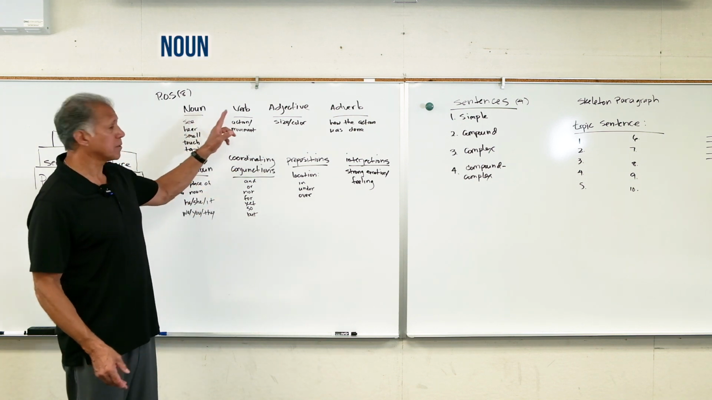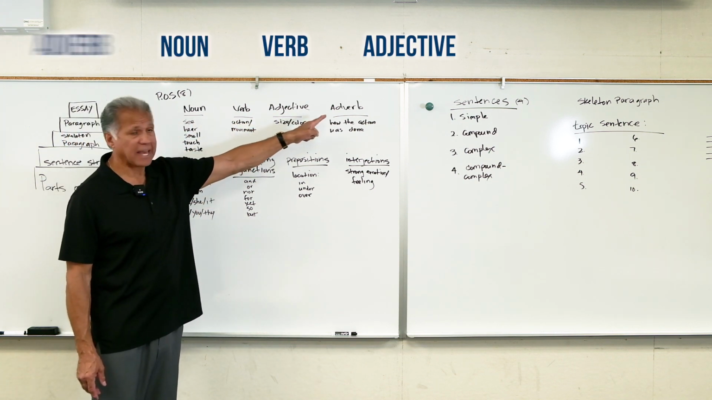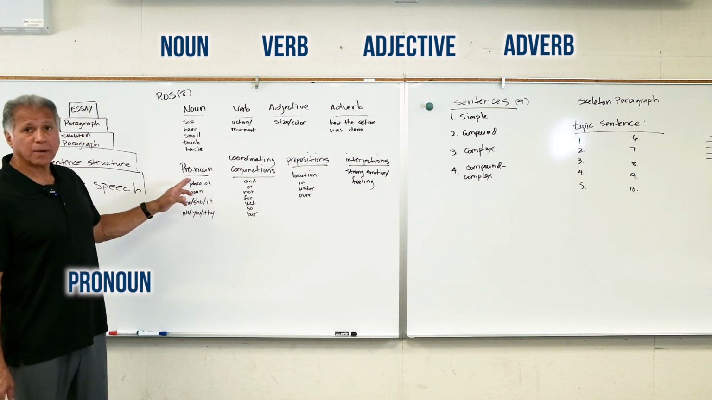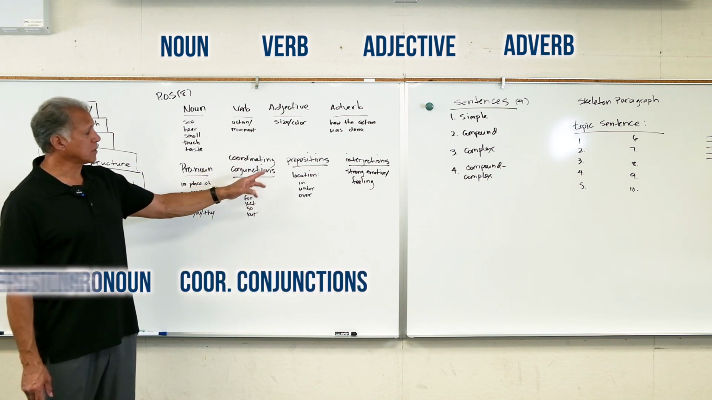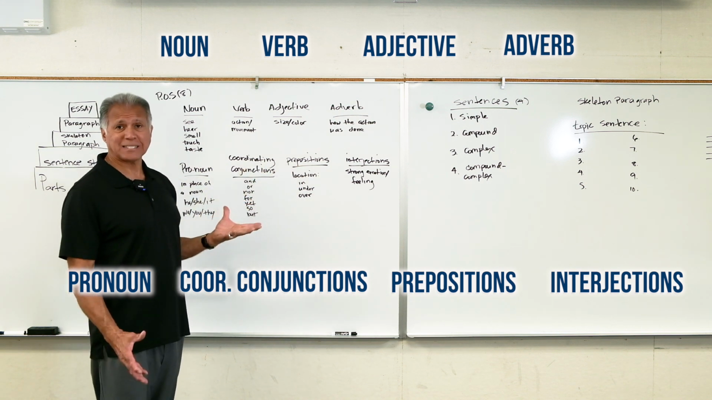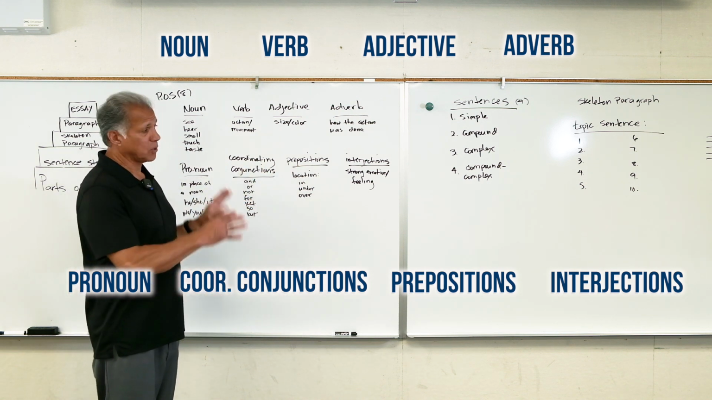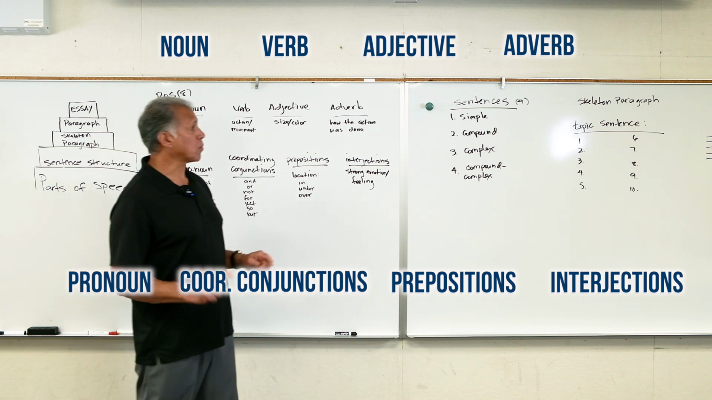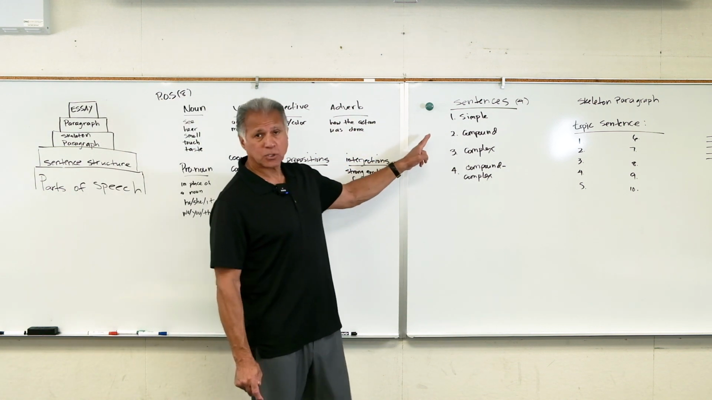It's the noun, the verb, the adjective, the adverb, pronoun, coordinating conjunctions, prepositions, and interjections. This is the basis of the writing system in English. You master these, then you would be able to write the sentence structures.